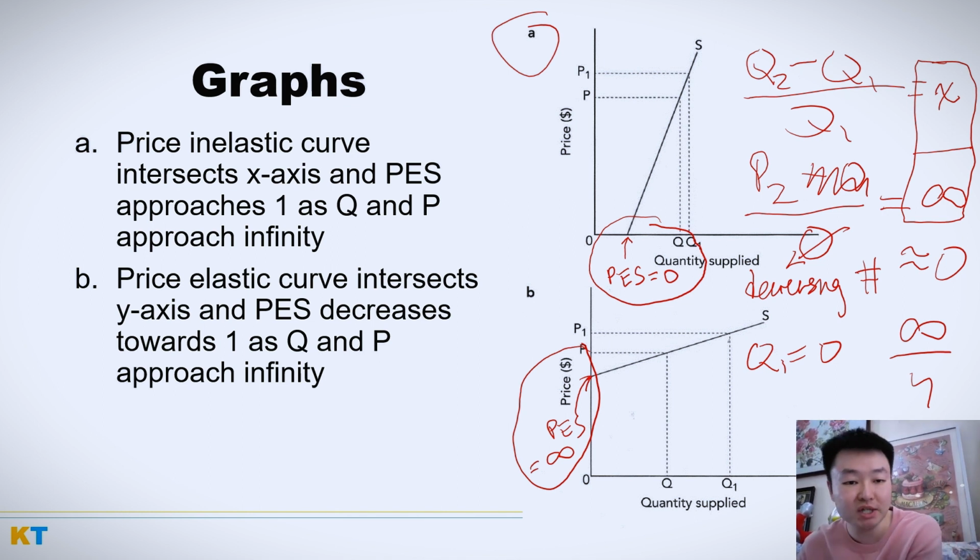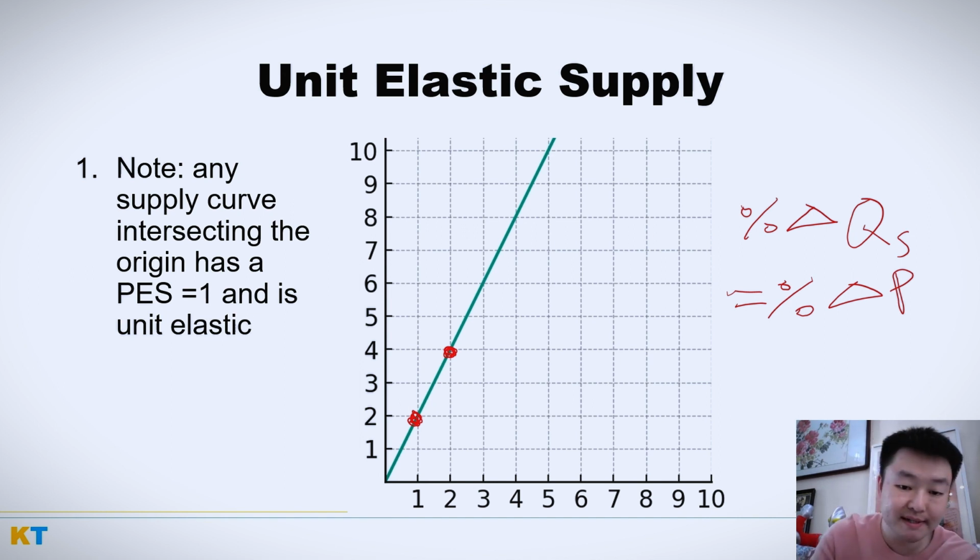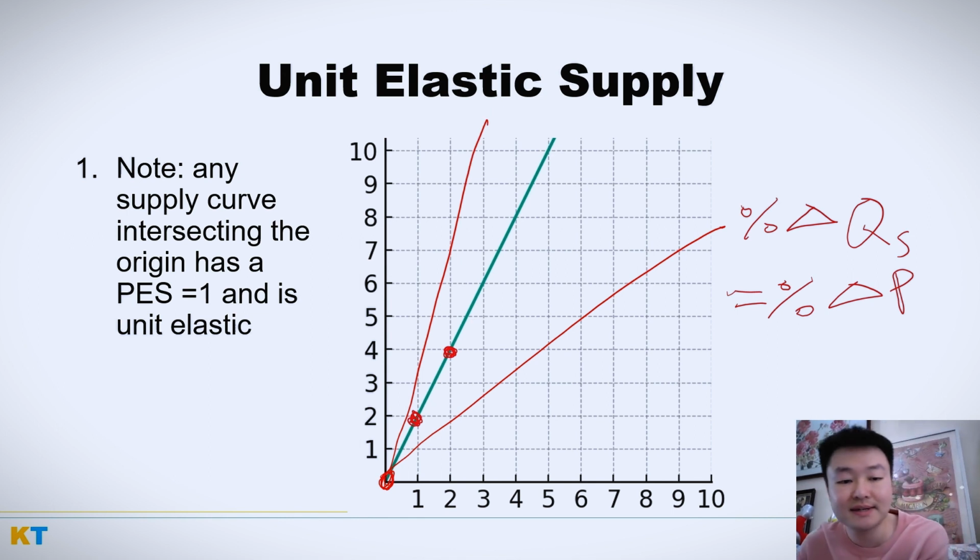Now, there are two other situations that we want to be aware of. Actually, three. The first is the unit elastic supply. Any supply curve intersecting the origin, no matter what its slope is, has a PES equal to 1 and is unit elastic. So it doesn't matter what the curve looks like. As long as it intersects the origin and it is a linear line, it's going to be unit elastic. The reason is that on any two points on the line, the percentage change in quantity supplied is equal to the percentage change in price.